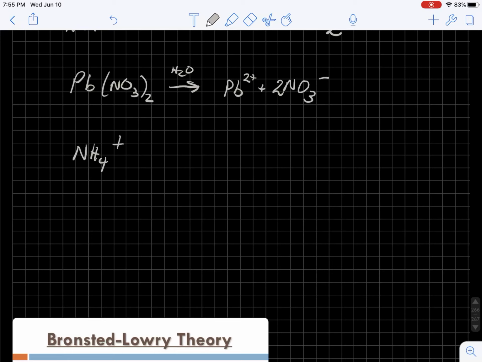Or they may ask you to write, well, what is the ionization equation for ammonium? So we start out with NH4 plus for ammonium. And these are nonmetals, so we're going to write a double arrow, and we're going to break that up into H plus and NH3.